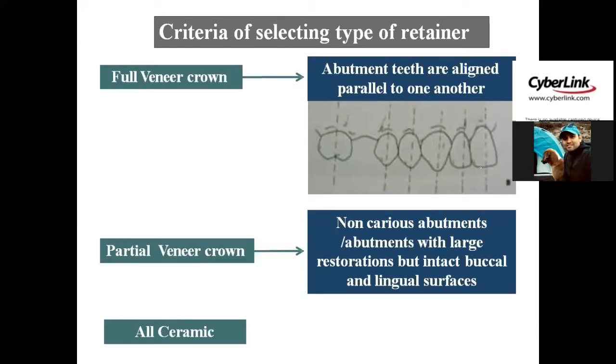There are various criteria for selecting the type of retainer. For full veneer crown, abutment teeth should be aligned parallel to one another. Otherwise, there is a change in path of insertion and removal, and there is sometimes locking of the crown. Partial veneer crowns are used for non-carious abutments with large restoration but intact buccal and lingual surfaces. And all ceramic crowns.